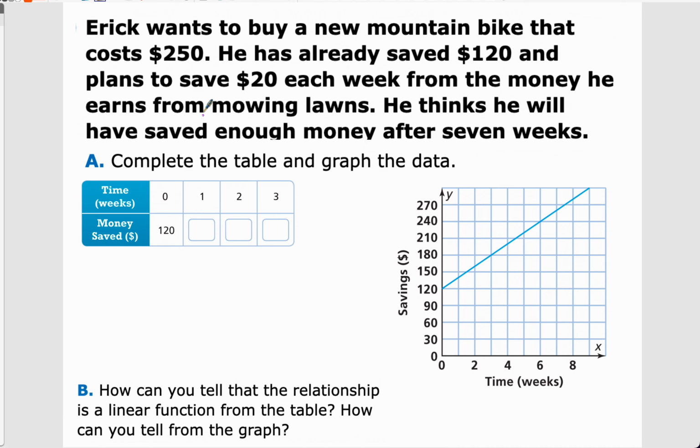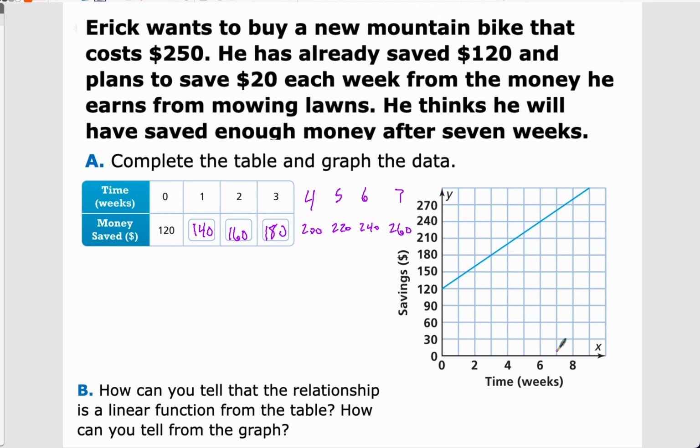After 1 week, he's adding $20 each week to that, so he would have $140. After 2 weeks, he's going to add $20 more, so that's going to be $160. Then he adds $20 more, so that's going to be $180. We could keep making that table. 4 is 200, and 5 is 220, 6 is 240, and 7 is 260. So he thinks that after 7 weeks he will have enough money. Hey, look, he does. After 7 weeks, he's got $260, so that's good.